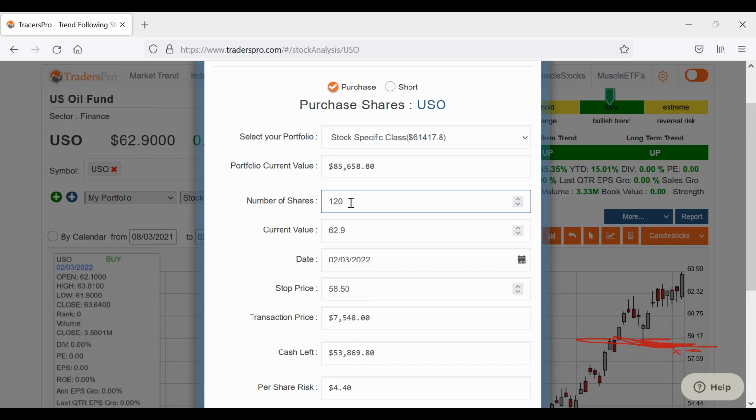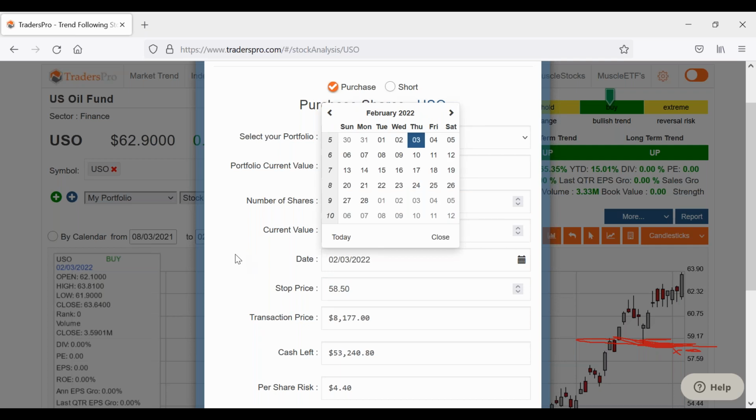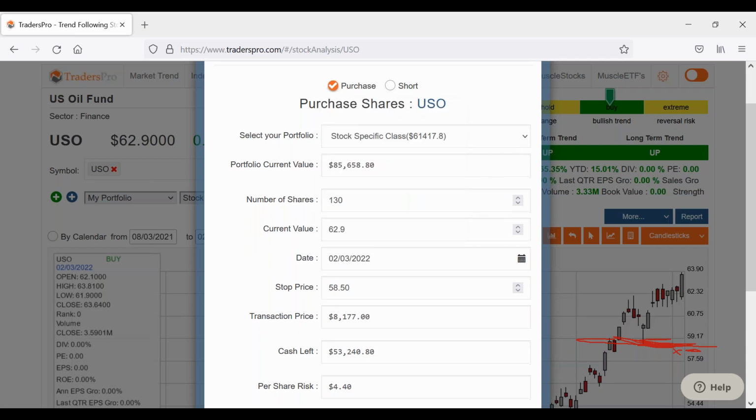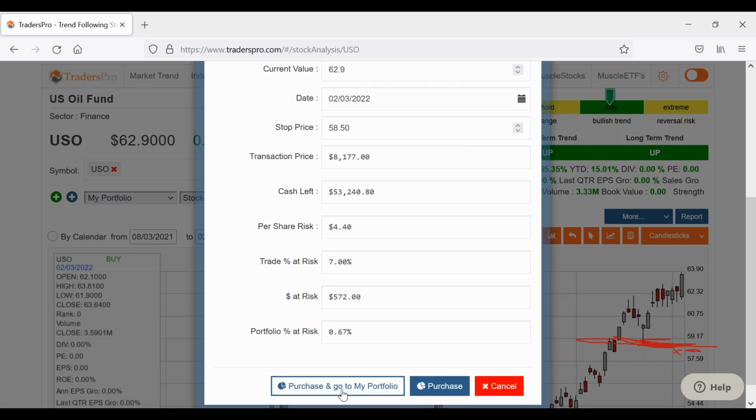130 shares, I want to be right around 8,000 in the trade. Typically I like to be about 10,000 as far as allocation, but I've been taking a smaller amount because I want to keep as much cash as I can in case we have a bigger drop. So that looks good. I think I'm going to stick with that. And let's go ahead and purchase.